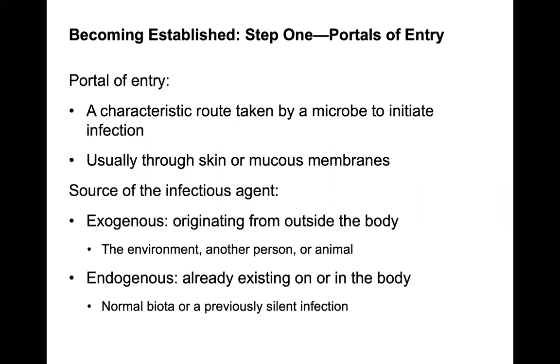So looking at the portals of entry, this is a characteristic route taken by a microbe to initiate infection. It's usually through the skin or the mucous membranes, and the source of infectious agent also plays a role. Exogenous means it's originating from outside the body, the environment, another person, or an animal. Endogenous, it already exists on or in the body, and this is part of your normal biota or previously silent infection.